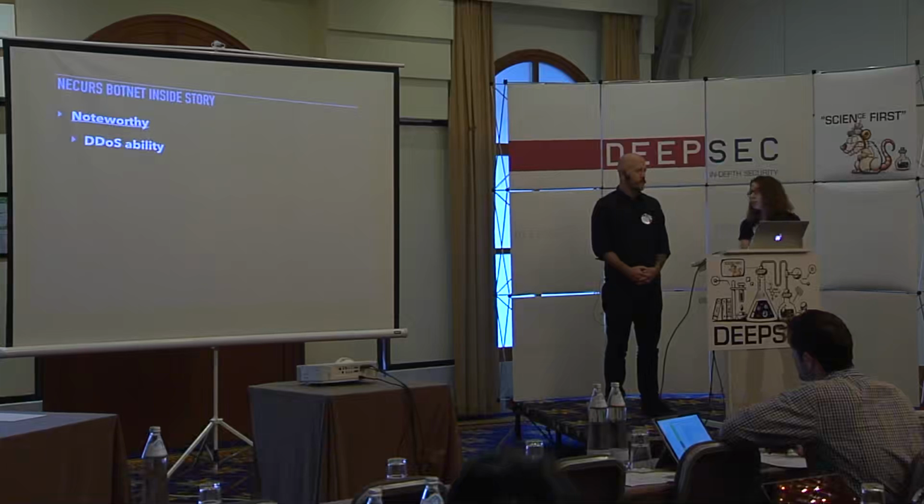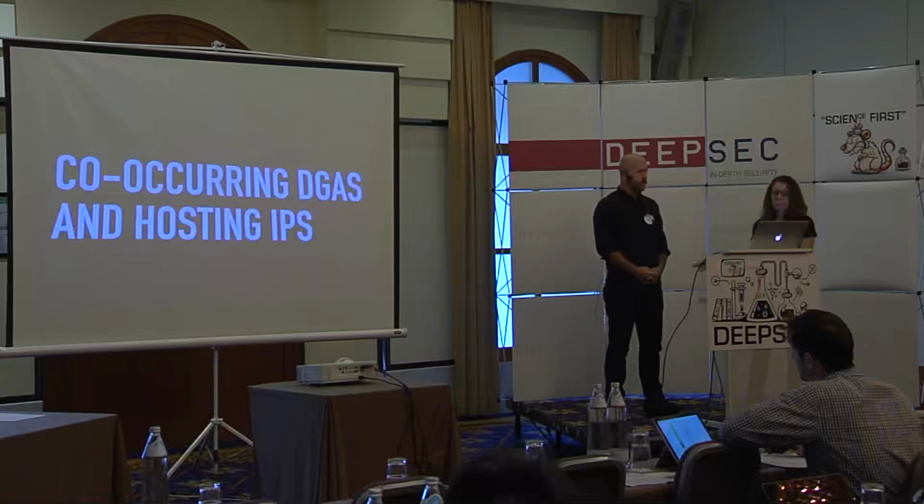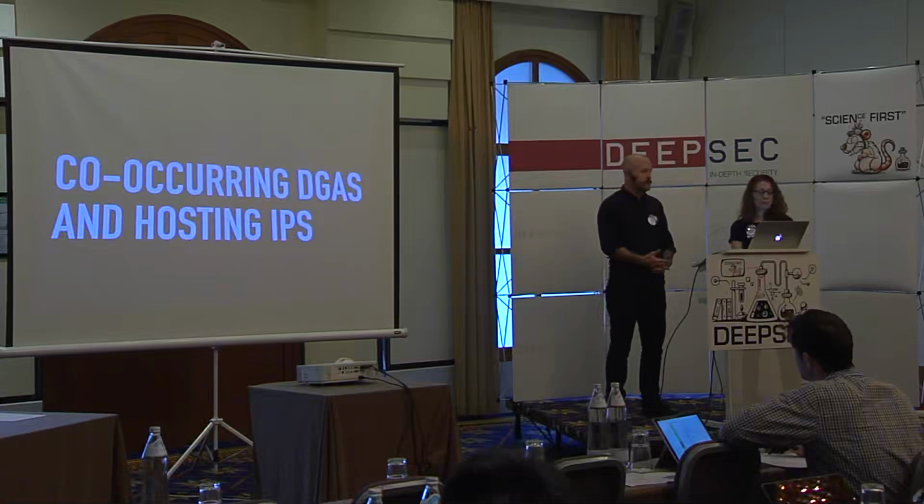It's also noteworthy that the Neckers bot has a DDoS ability itself, and they use 2 different DGAs to help keep the communication secret. And I've mentioned co-occurring DGAs and hosting IPs, and why they might be important. They can lead to more IOCs.